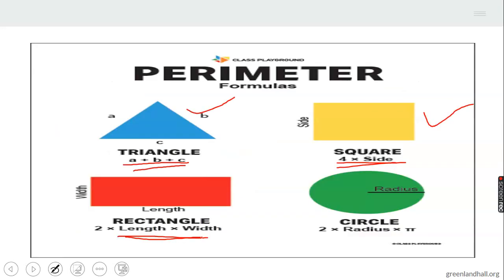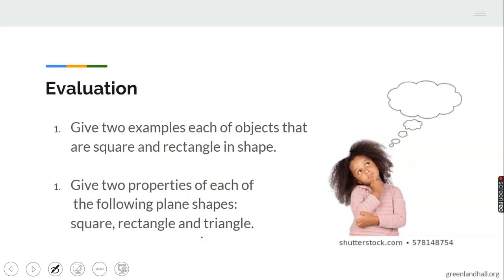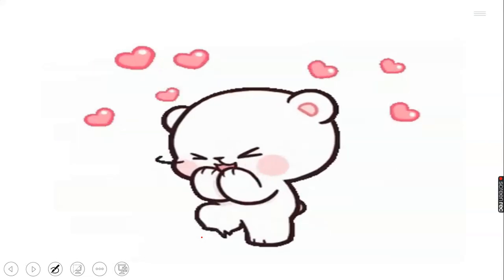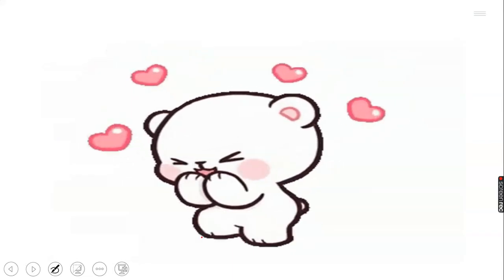Now, I'm going to give you this as your take home, just to evaluate yourself. You have to give me 2 examples each of objects that are square and rectangle in shape. Then you give me 2 properties of each of the following plane shapes: the properties of a square, as we've mentioned, the properties of a rectangle, as we've also mentioned, and the properties of a triangle. 2 each. I think we've come to the end of today's class.